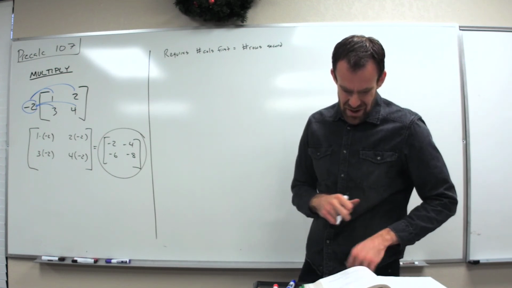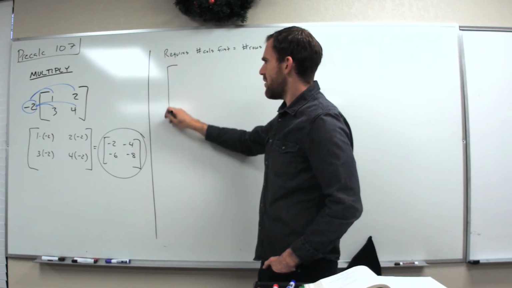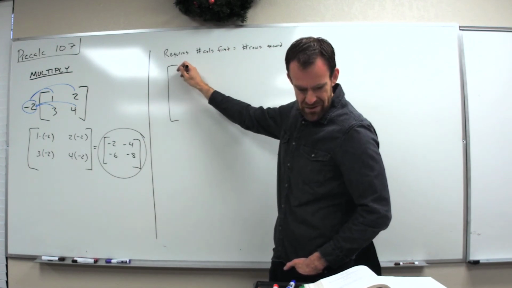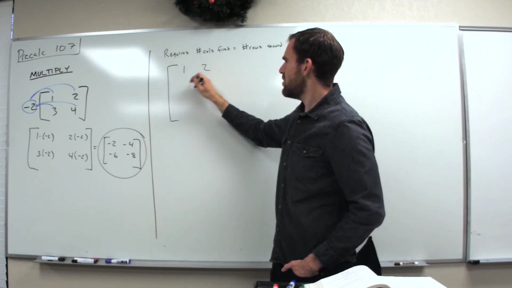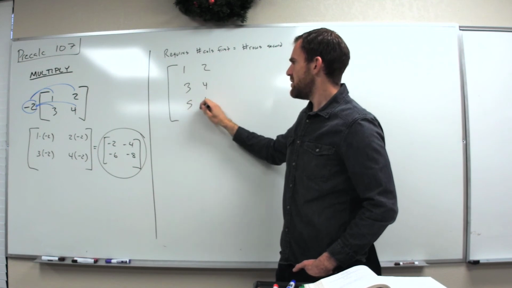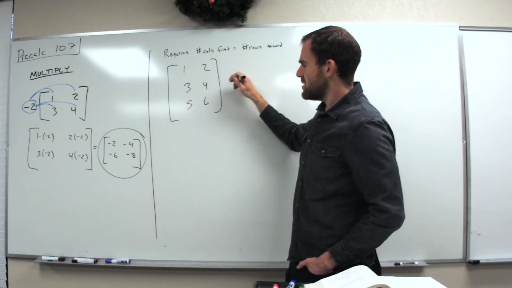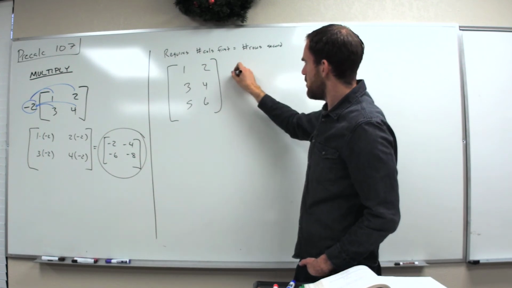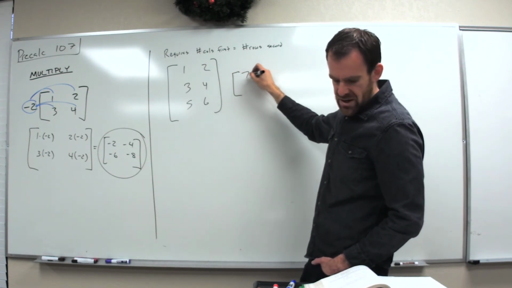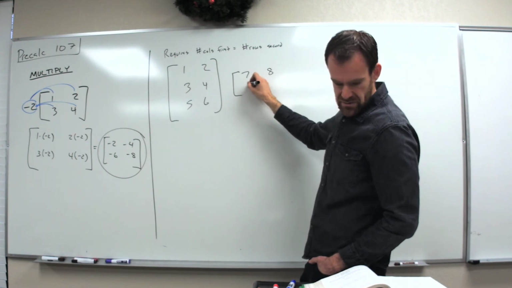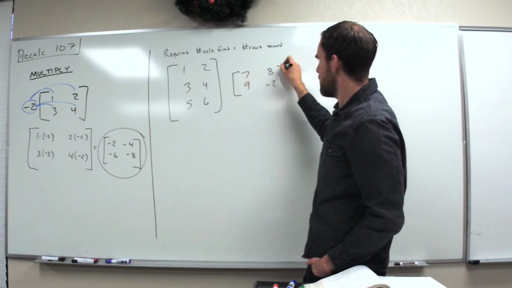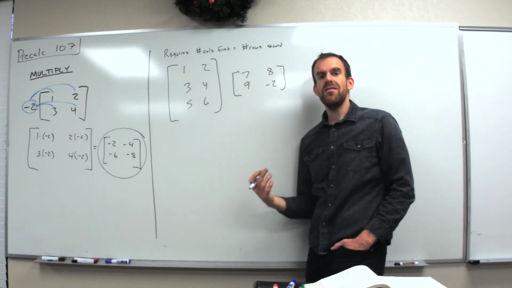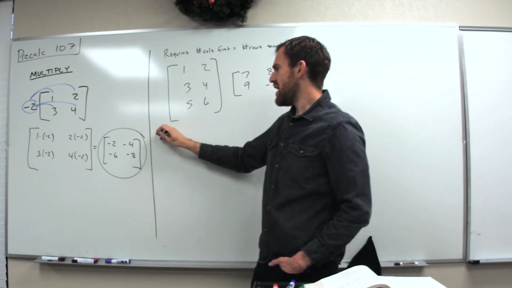All right, so let's try this one instead. Hopefully this will be a better example for you. 1, 2, 3, 4, 5, 6, times this matrix: 7, 8, 9, -2.